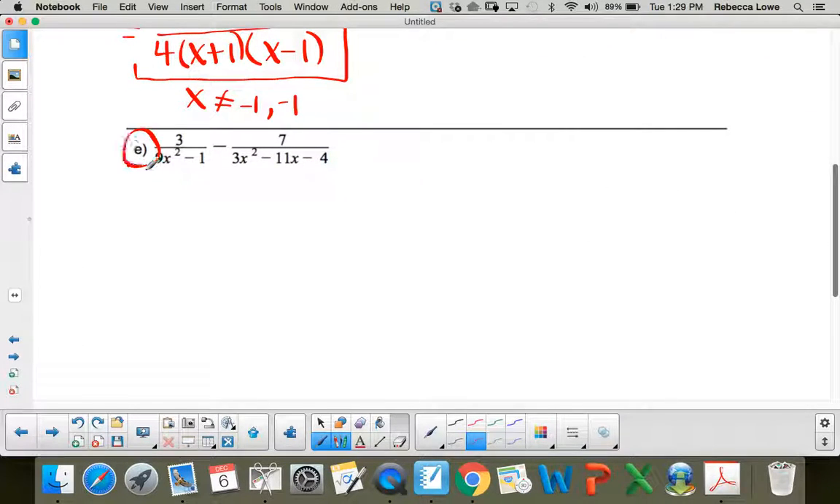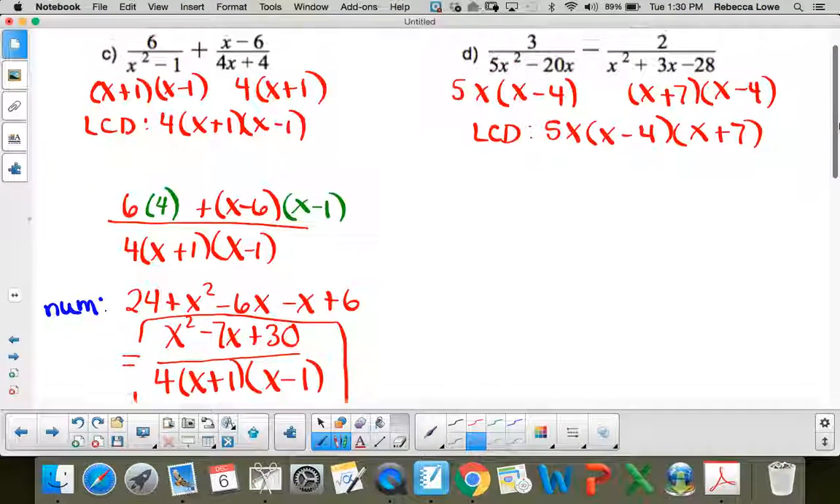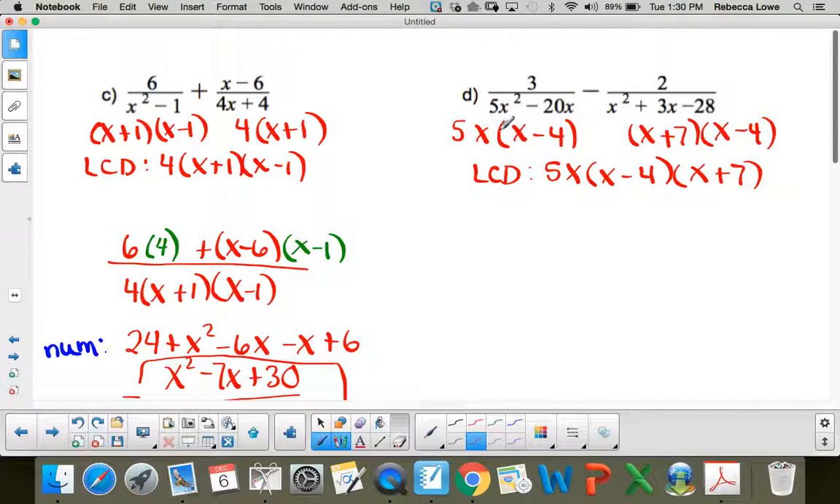So you need to come into class with E. This is a U-try. This is a little harder because it's subtraction. Just remember to distribute that negative in. So again, we start with factoring the denominator. So you can see how I factored the denominators, and then I write my least common denominator. It's the factors that they share and the factors that they don't share.